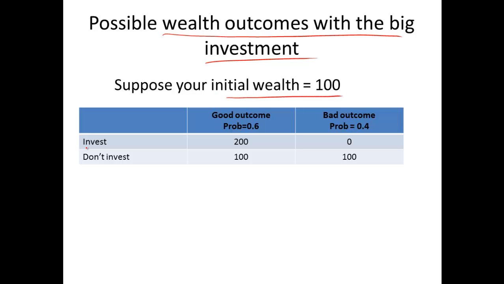So this person has two decisions. This person can invest or not invest. And either the good outcome can occur or the bad outcome. If the person doesn't invest, the person has their initial wealth of 100 either way. If the person does invest, they put in 100, 40% of the time they get back nothing, 60% of the time they get back 200. So those are the four possibilities. Really two possibilities per choice, where invest and don't invest are the choices.